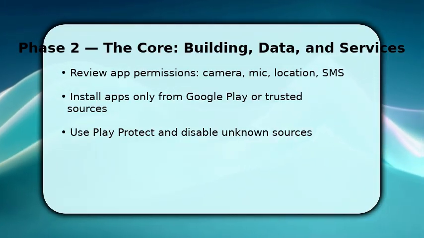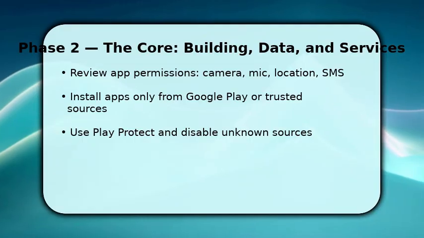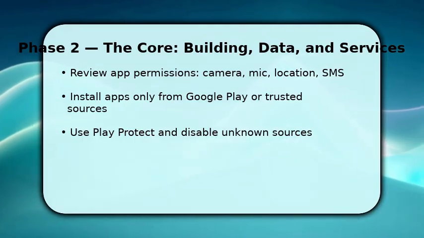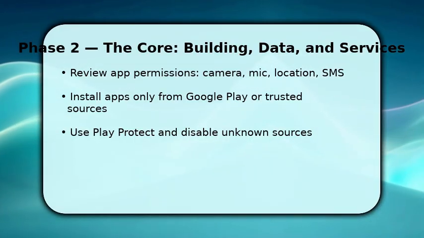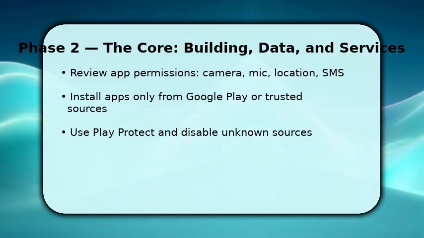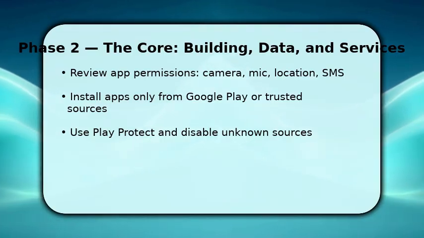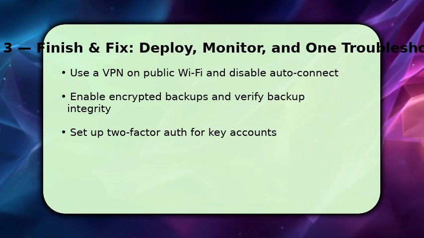Enable Play Protect scanning for malware and make sure unknown sources is off so sideloading is blocked. If an app needs a permission temporarily, grant it only while using that app and remove it afterward to reduce ongoing risk. Finish by securing connections and backups.